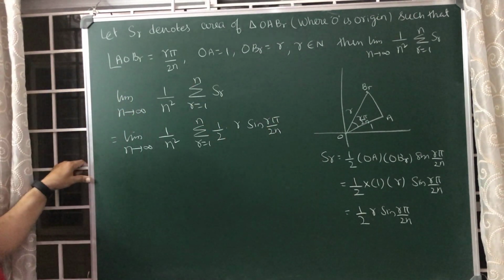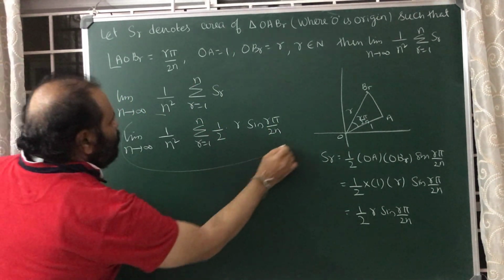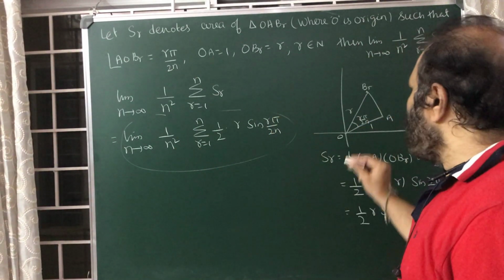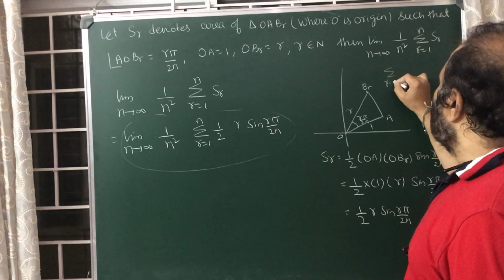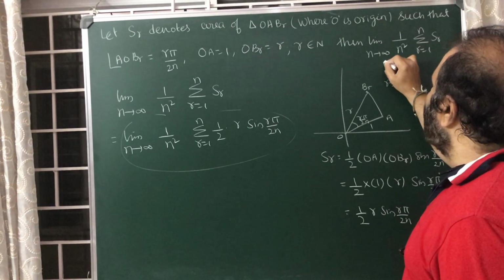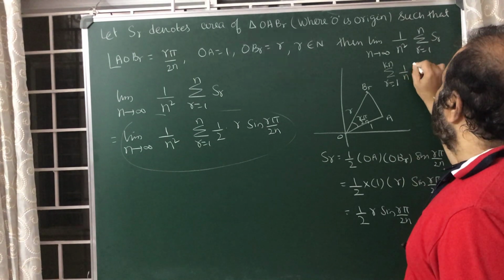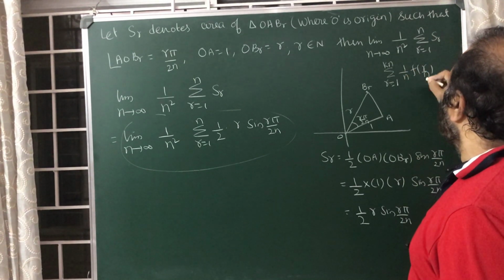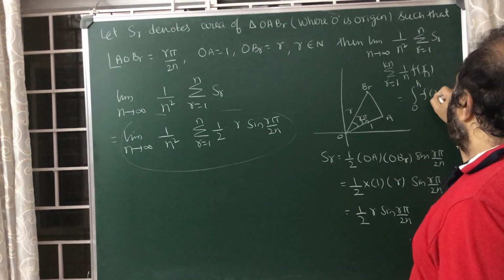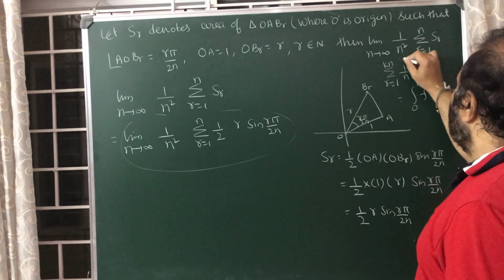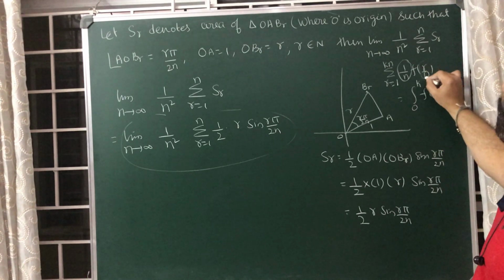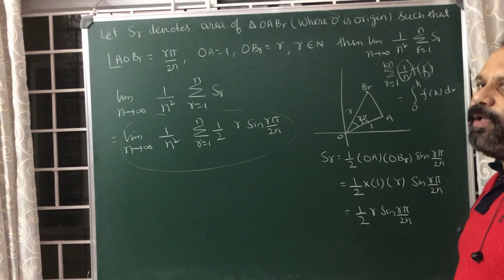So I want to write this as a limit as an infinite sum. The limit as an infinite sum says that sigma r equals 0 or 1 or 2, whatever the minimum value, to kn, of 1 by n into f of r by n is equal to the integration from 0 to k of f of x dx. Here 1 by n must be replaced with dx, and r by n must be replaced with x everywhere.